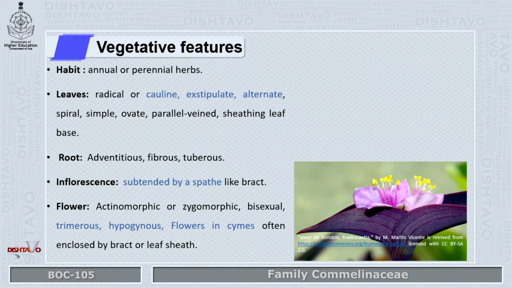The inflorescence is subtended by a spathe-like bract. You can see the spathe over here. This is the spathe. Flower is actinomorphic or zygomorphic depending on which plants we are learning. It can vary. Some species can be actinomorphic, some flowers can be zygomorphic. They are bisexual, meaning male and female parts are present in the same flower. They are trimerous, containing 3 sepals, 3 petals. They are hypogynous, flowers in cyme inflorescence, often enclosed by bracts or leafy sheath.